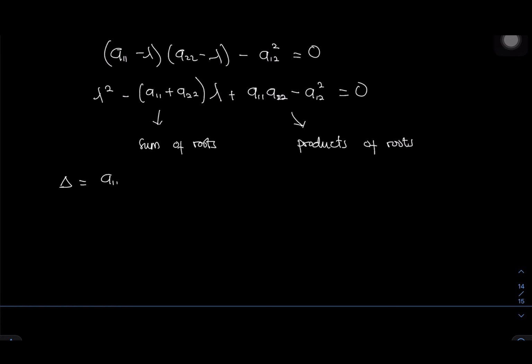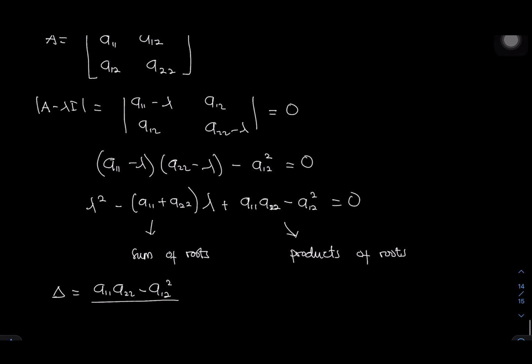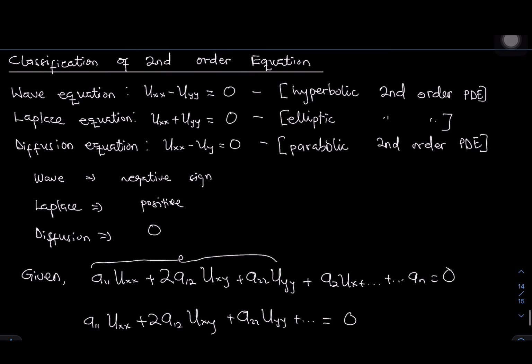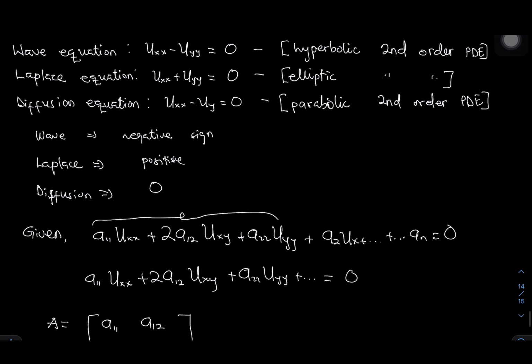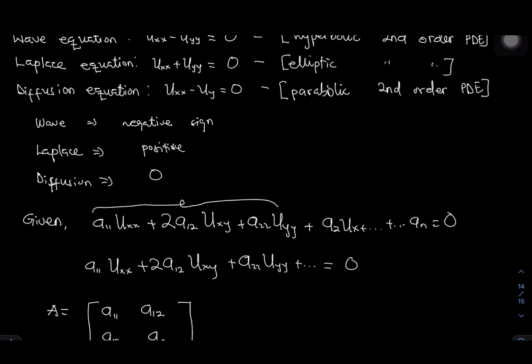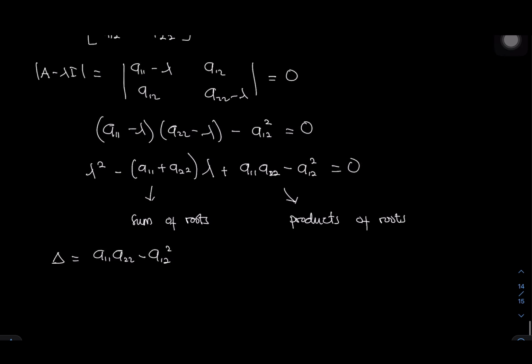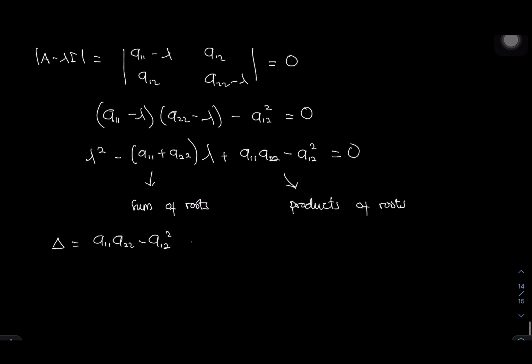That's going to be a11 a22 minus a12 squared. Now this is what we are interested in, because that's going to tell us the sign we are having here. So we know that if the sign is negative, then you have a hyperbolic second order partial differential equation. If it's positive, you have an elliptic one. If it is 0, you have a parabolic one. And the sign is determined by this product.